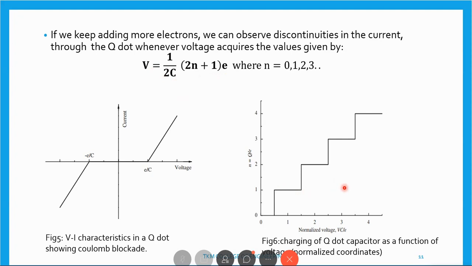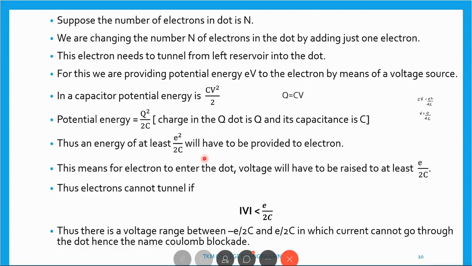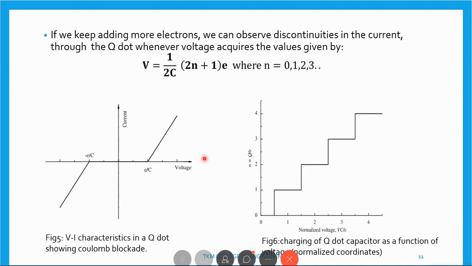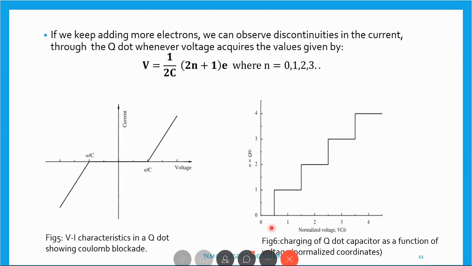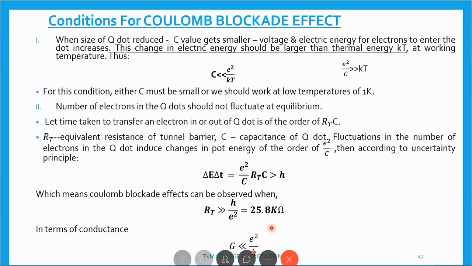Okay, next. So we have discussed what Coulomb blockade is, and we know that the minimum condition for an electron to tunnel is that eV should be equal to or greater than e square by 2C. Understood? Now there are some conditions for which the Coulomb blockade effect can be clearly seen. So what are they?